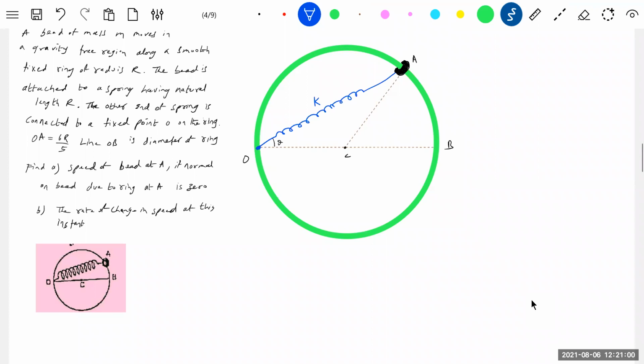Gravity free space. Is the spring elongated or compressed? What is the natural length of the spring? The bead is attached to a spring having natural length. Natural length of the spring is r.